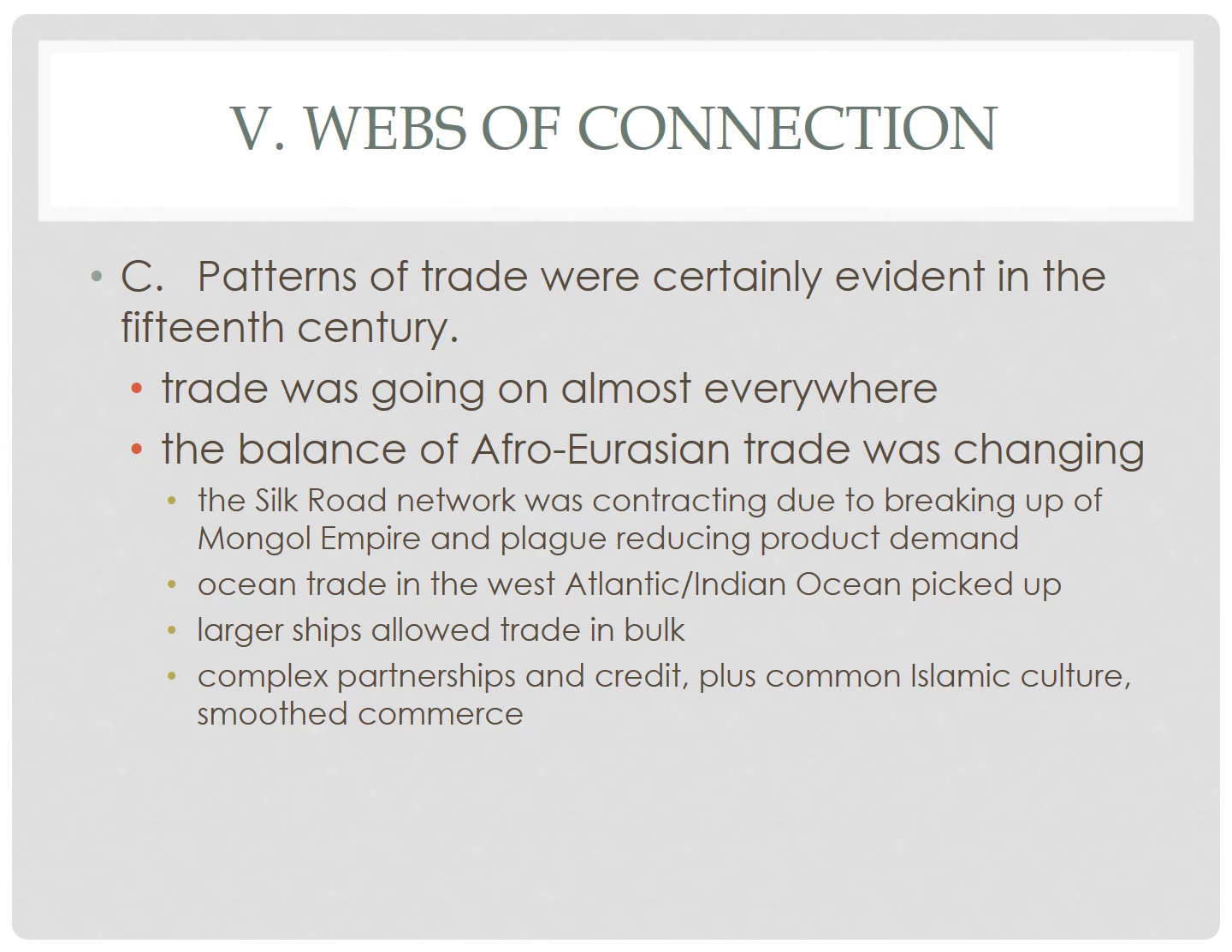Trade's going on everywhere. However, the balance of the Afro-Eurasian trade was changing. So this is very important. The Silk Road network was contracting due to the breaking up of the Mongol Empire, and plague reduced the product in demand. And so because of this, ocean trade in the West Atlantic and Indian Ocean is going to pick up. Larger ships allowed for trade in bulk, and so you're going to see emerging a lot of complex partnerships and credit, and common Islamic culture going to smooth commerce, and all this is going to happen slowly over time.